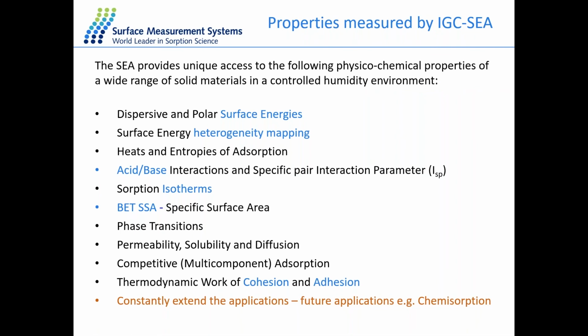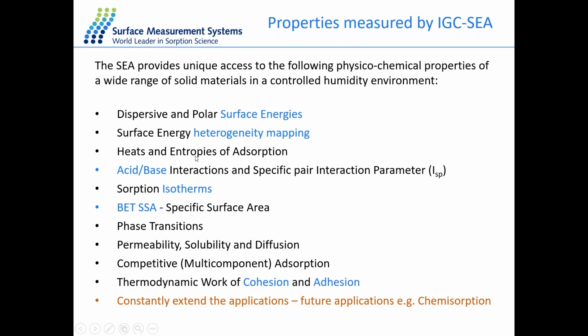And here are some of the properties that could be measured with the IGC technique. For example, we can inject different polar and non-polar probes to measure different components of the surface energy. And from the polar probe, we can also calculate the acid-base property on the surface, giving some surface chemistry about the solid material. And from the adsorption isotherm, we can easily calculate the BET surface area of the material with very good reproducibility, especially for some low surface area materials.